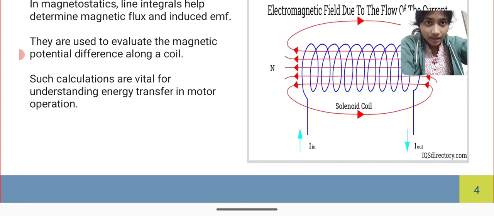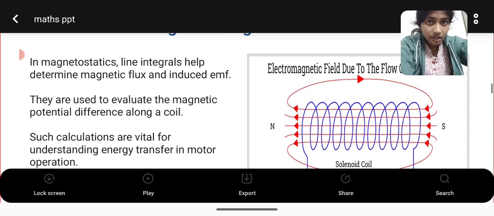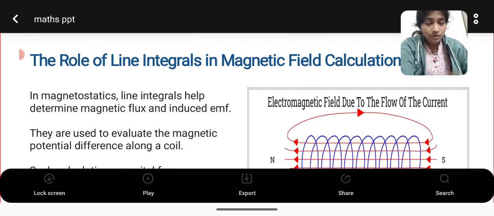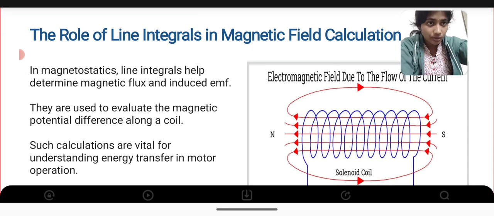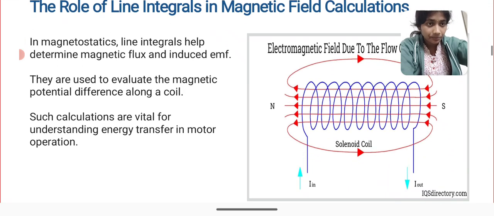Such calculations are vital for understanding energy transfer in motor operations. This is the relevant image for the role of line integral in magnetic field calculation. Electromagnetic field due to the flow of the current. This is the relevant image.